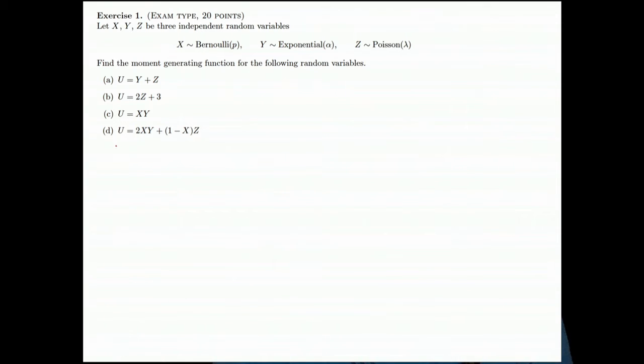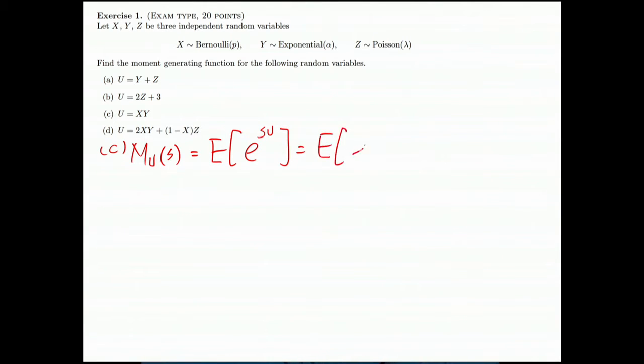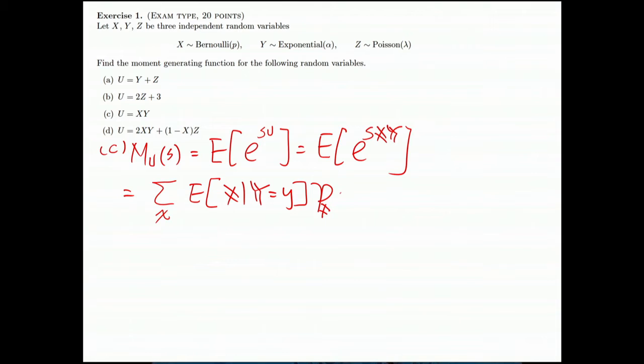Now C is a little bit harder. We have the same formula and process: the expectation of e to the sU also means the expectation of e to the sXY. Now I have two random variables. We can also use the law of total expectation. Suppose X and Y, because X is discrete, so I can have a total law of expectation, considering all x, the expectation given X equals x, times the PMF of X.